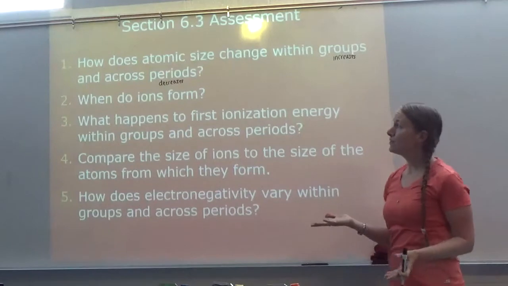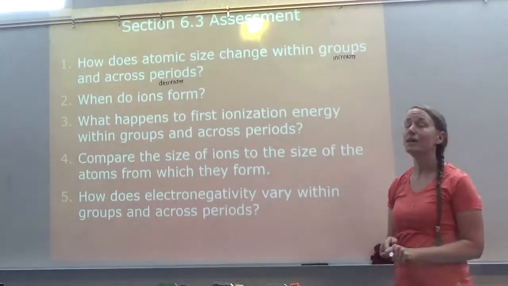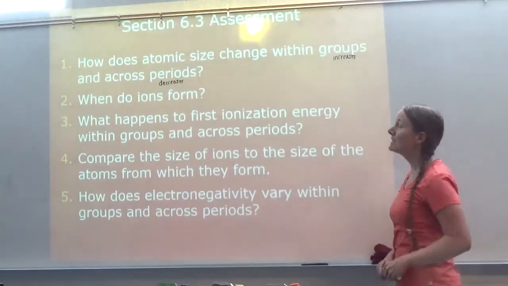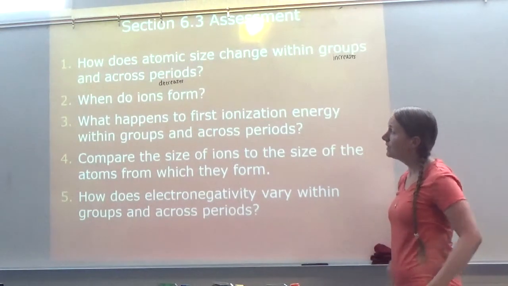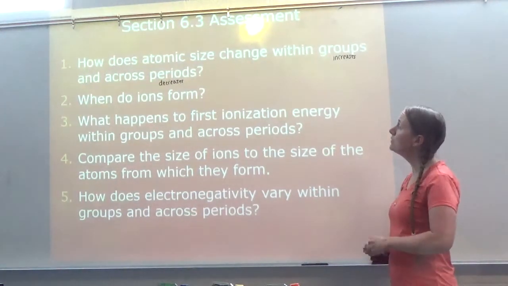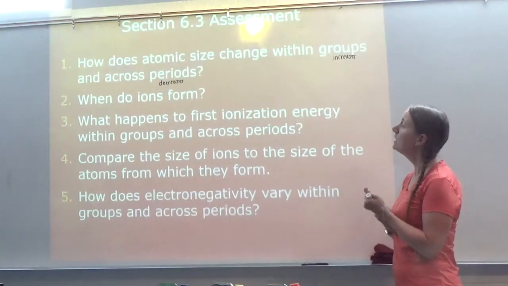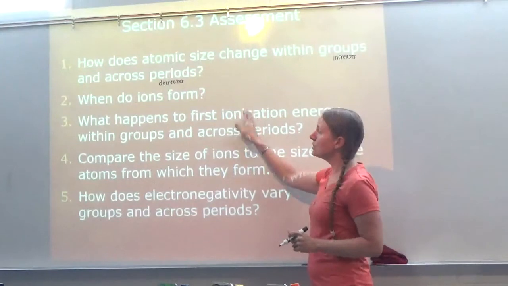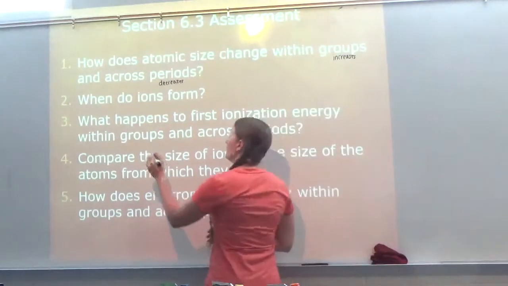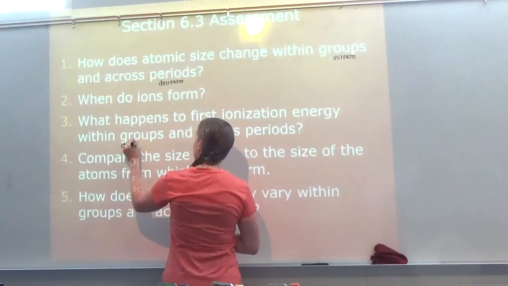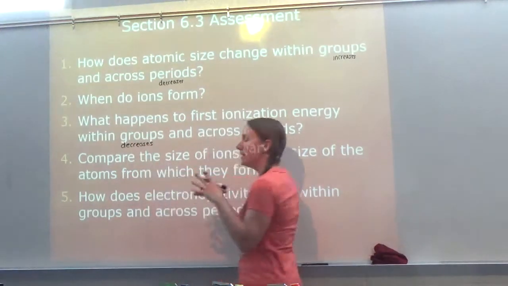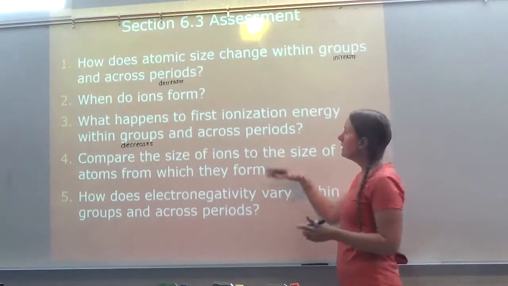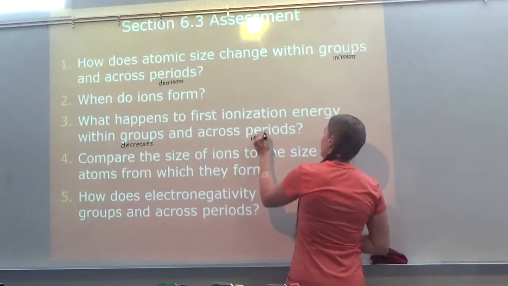When do ions form? Ions form when atoms gain or lose electrons. Number 3, what happens to first ionization energy within groups and across periods? All right, well, ionization energy, when you go down a group, decreases because the energy needed to pull an electron away when it's farther from the nucleus is less. And across periods, it increases.